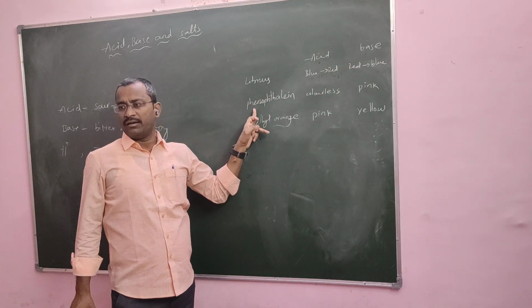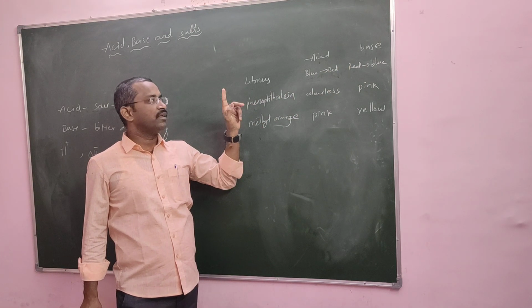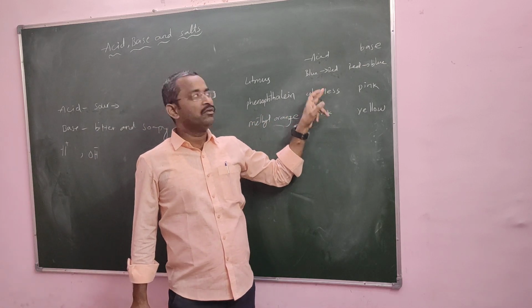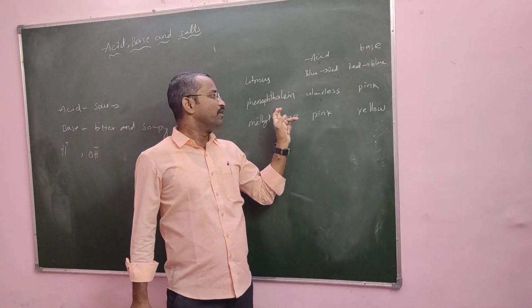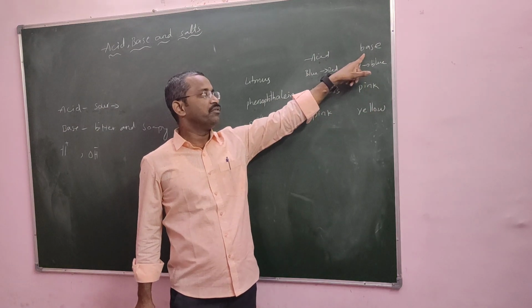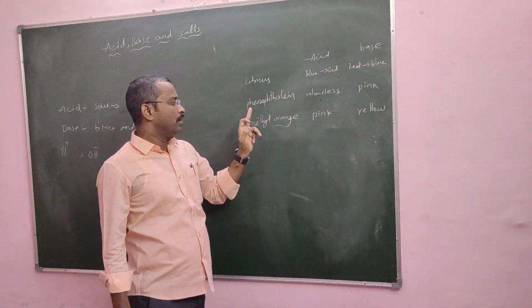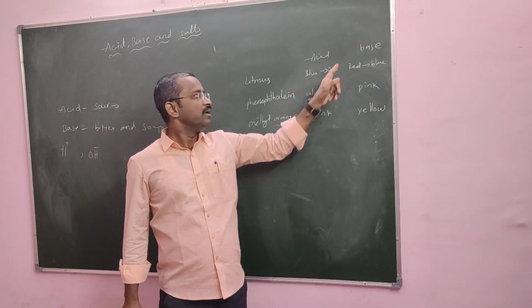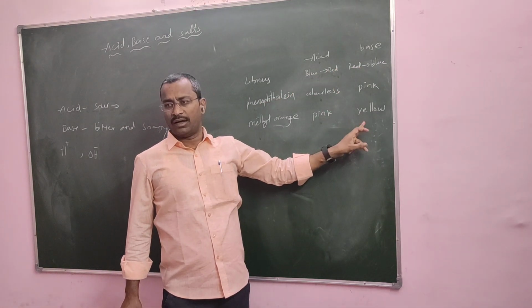Phenolphthalein is an indicator which is also used to test the acid and base. Phenolphthalein will be colorless when you test with acid. Phenolphthalein will be pink when you test with the base. Methyl orange turns pink in the acid and yellow in the base.